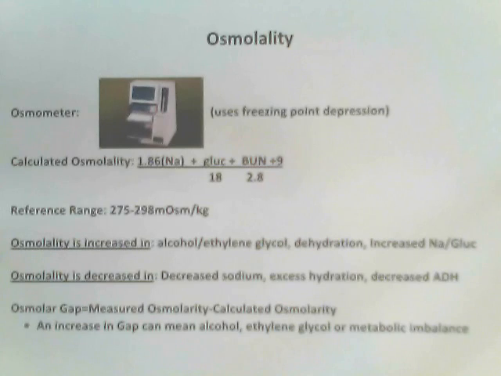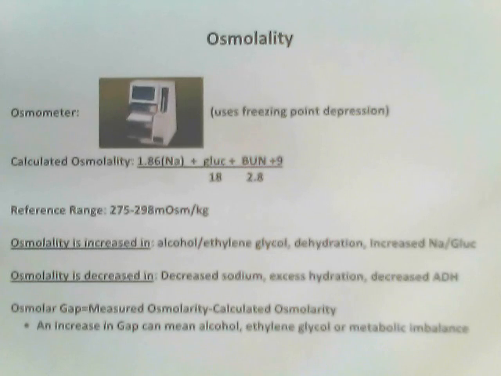The reference range for osmolality is 275 to 298 milliosmoles per kilogram. We find that a patient can have an increased osmolality in things such as alcohol or ethylene glycol ingestion, dehydration, or having an increased sodium or glucose concentration in their blood. We find that a patient might have a decreased osmolality if they have decreased blood sodium, excessive hydration, or a decreased antidiuretic hormone.